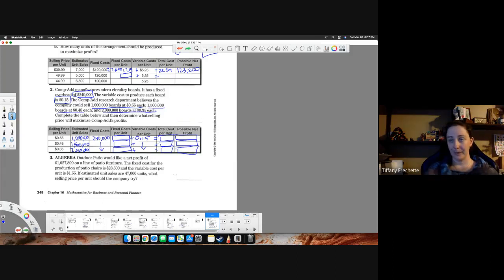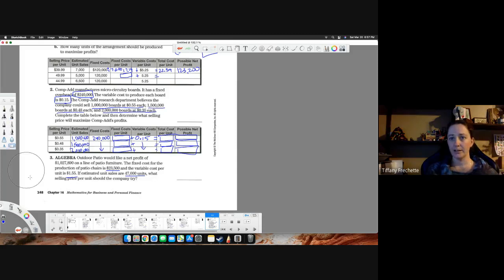Okay. All right, let's go ahead and look at this algebra piece here. Outdoor patio would like a net profit of $1,027,890 on a line of patio furniture. The fixed cost for the production of patio chairs is $23,500, and the variable cost per unit is $155. If estimated unit sales are 47,000 units, what selling price per unit should the company try?